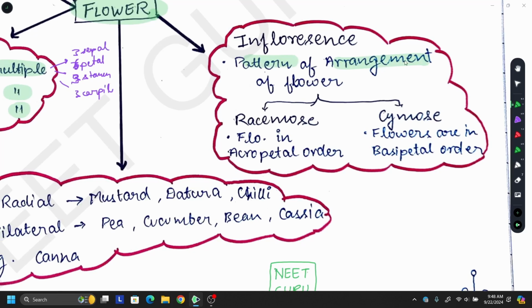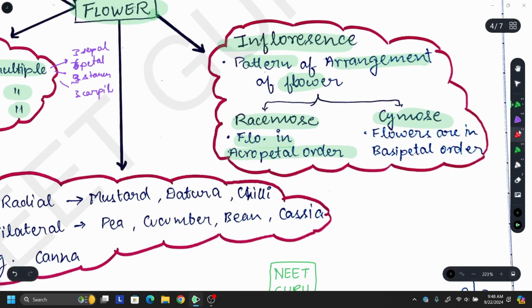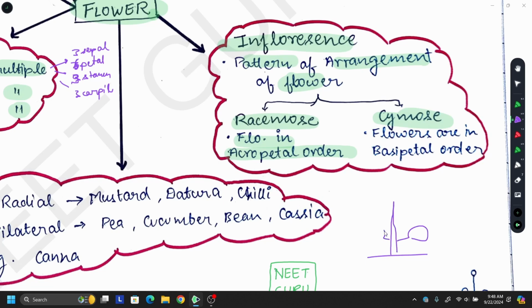The pattern of arrangement of flowers is known as inflorescence. The inflorescence is of two types, racemose and cymose. In racemose inflorescence, the flowers are in acropetal order. That is, it is something like this. Let's say this is a stem, and this is one flower, this is another flower, this is another, this is another, this is another.